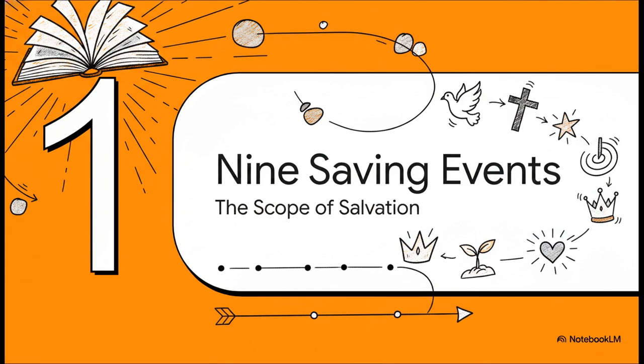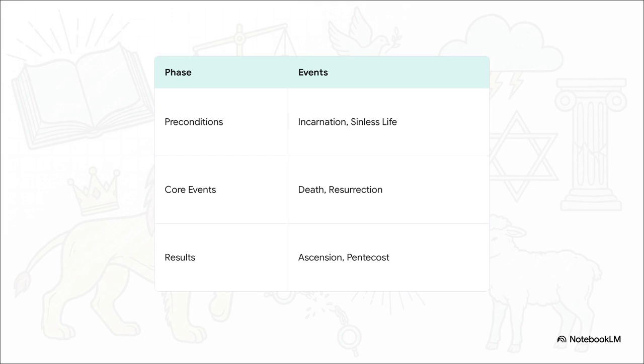Let's look at the sheer scope of salvation. Dr. Peterson expands our view significantly here. He outlines 9 distinct saving events, categorized into 3 specific phases. You've got the core events right there in the middle, the death and the resurrection. We all know those. But look at how they're flanked. Before them, we have the preconditions, the incarnation and the sinless life. And after them, flowing right out of those core events, are 5 results: the ascension, the session at God's right hand, Pentecost, intercession, and the second coming. It's really one continuous, connected timeline.